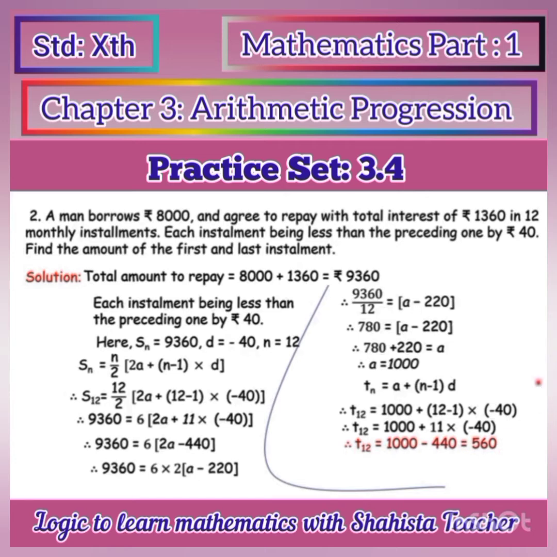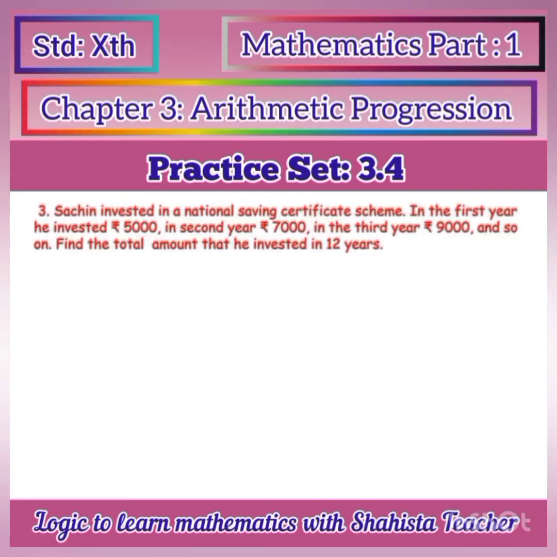That means the final and last installment. The amount of the first installment is 1,000 and the amount of the final, that is, last installment is 560 rupees. Is that clear, my dear students? So simple and easy to understand this type of question. Yes, my dear students, this is a higher order thinking type question. Okay, you have to solve this.